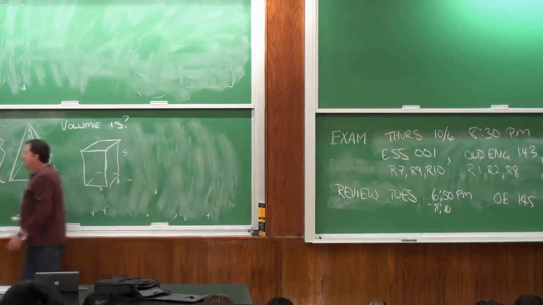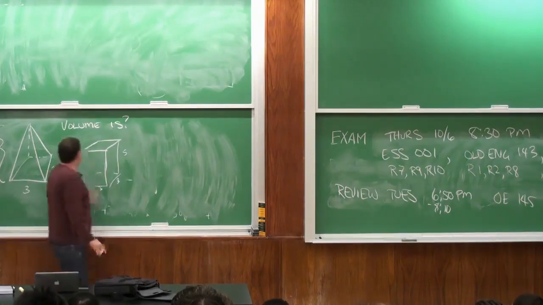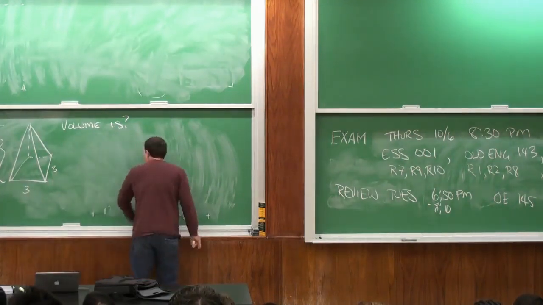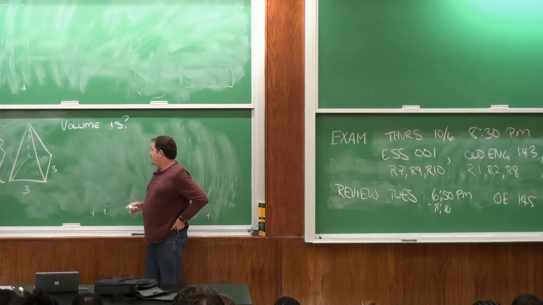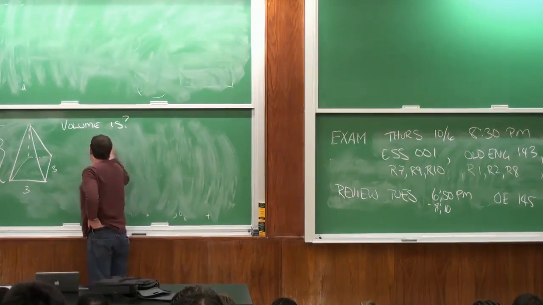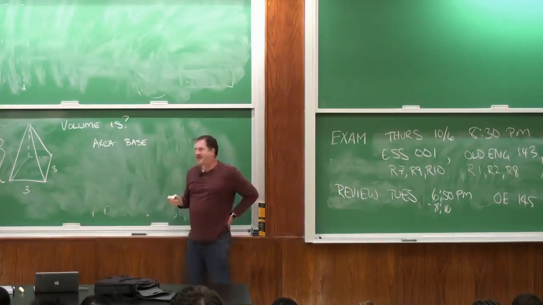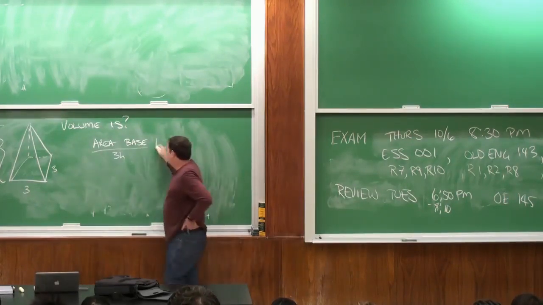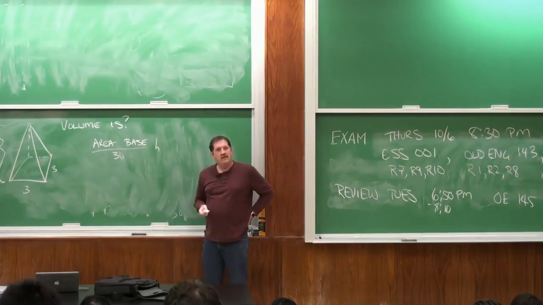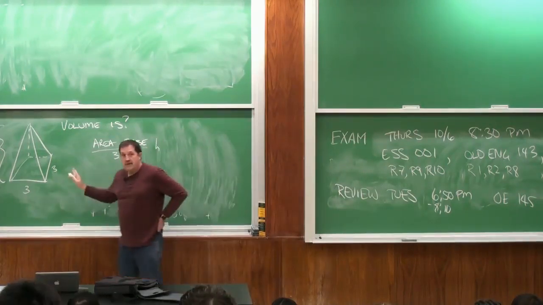So, trying to generalize this notion, don't tell me what the answer is, just tell me how we might figure it out. Generalizing this idea. Area of the base times height? Why would it be that? Because as you go vertically, you're losing area. Okay, so maybe you're right.